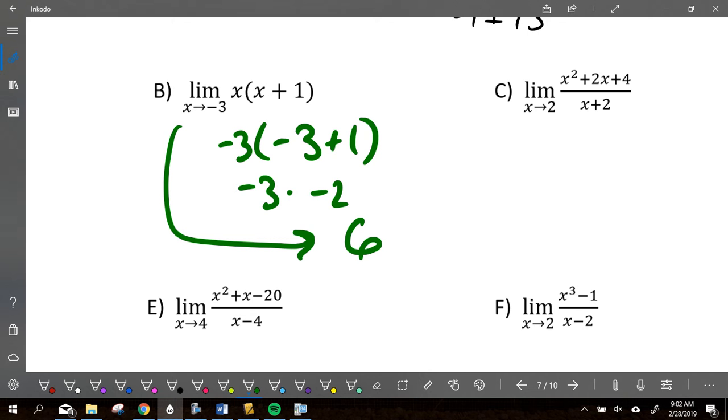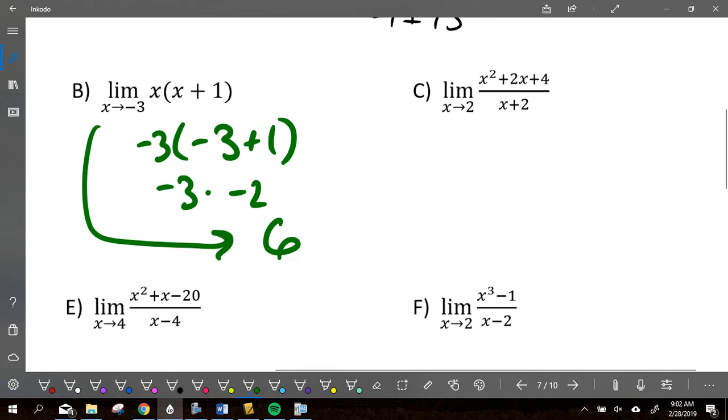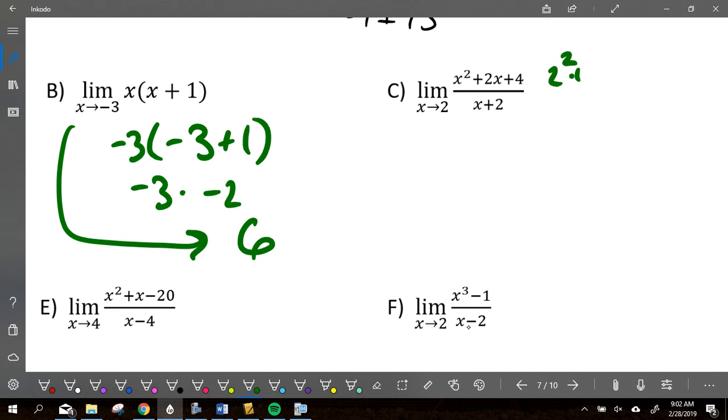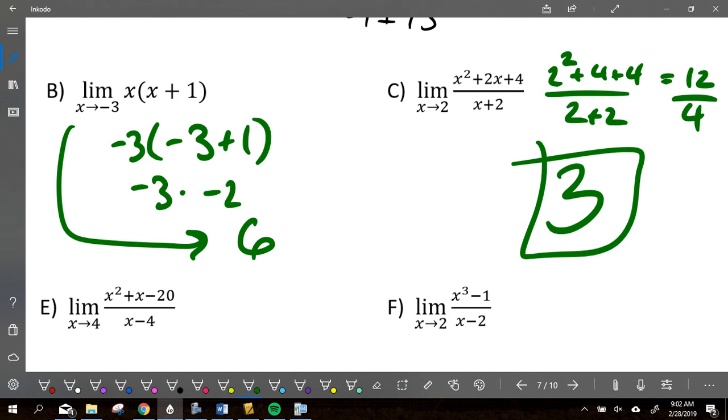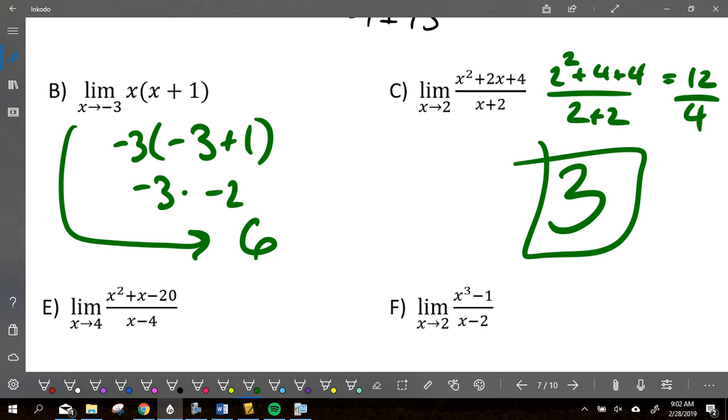Letter C. Show me with your fingers what you got for C. 3. Plug it in. It's 2 squared plus 4 plus 4. That gets you 12 on top. On bottom, it's 2 plus 2. That gets you 4. 12 divided by 4. That's 3. Boom. Done with that one. Direct substitution. It's a really easy way to solve limits.